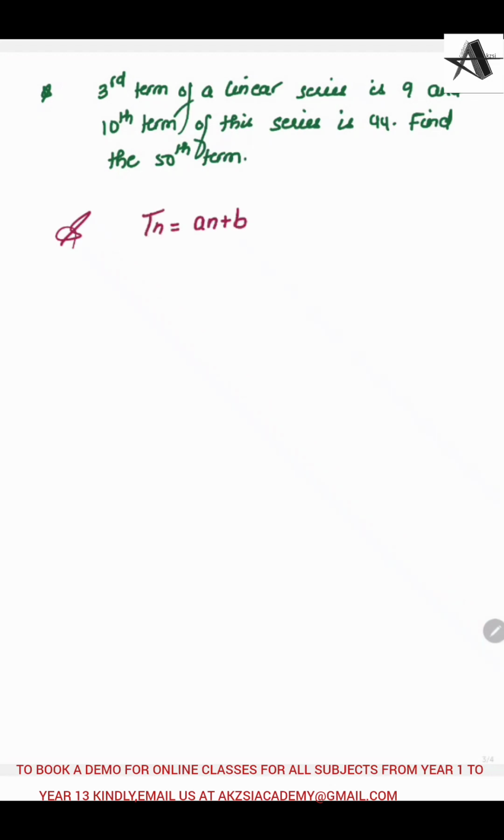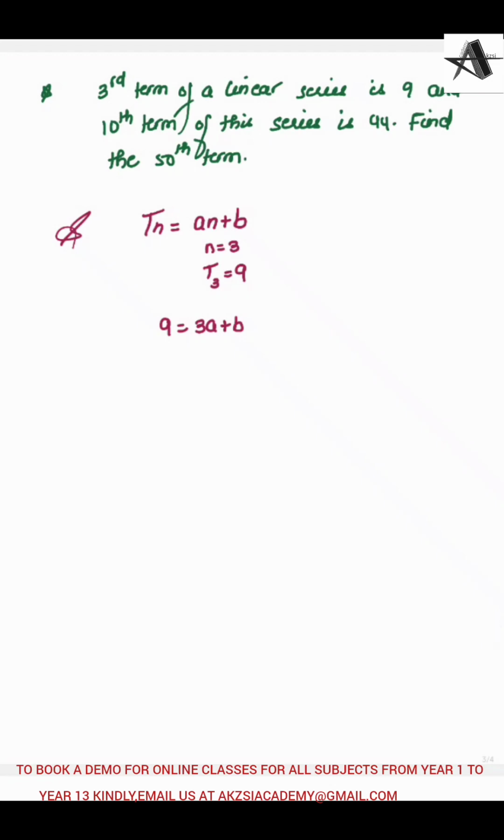This will give us an idea because here we have the number of the term as well as the value. So the third term, that means n equals 3, is 9. That means T3, the number at the third position, is 9. So I need to replace Tn with 9 and n with 3. So 9 equals 3a plus b. There is one equation in terms of a and b.